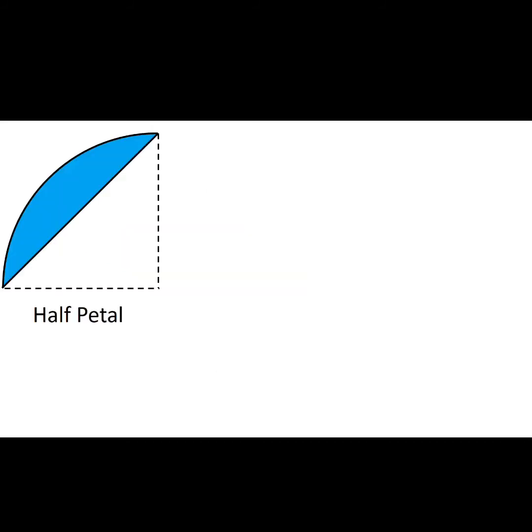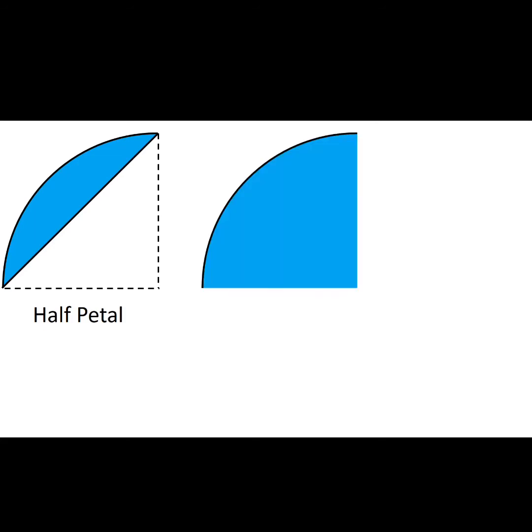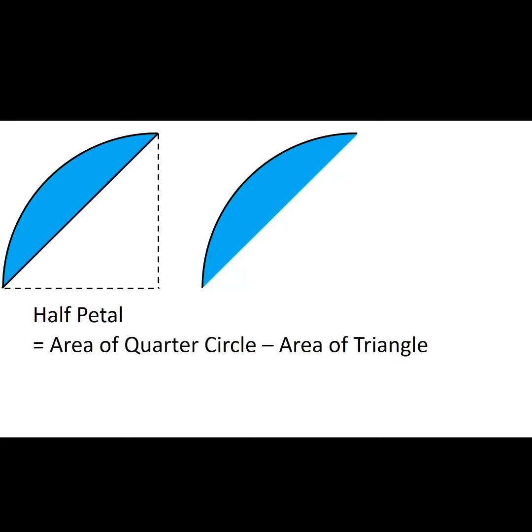Next, we are going to look at the half petal. The shaded area in this example resembles half of a petal. So how do we find the area of this half petal? This is the same as taking a quarter circle and then you cut the right angle triangle from it. So therefore, we take the area of the quarter circle and take away the area of the triangle.